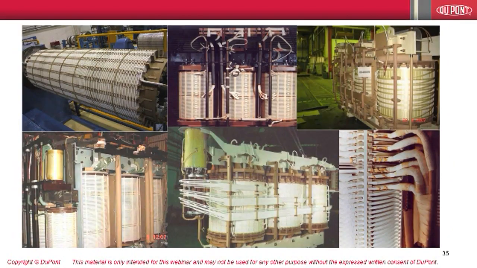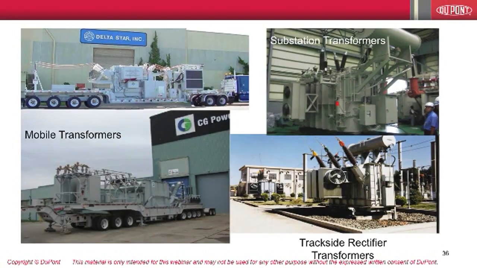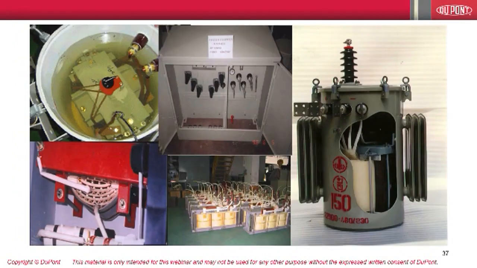There are many variations in applications for power transformers. Here are some of the variations in the active part where the coils are mostly disc wound. Mobile transformers and substations are very common, but substations and trackside rectifier transformers have also seen good applications for high-temperature insulation systems. Even commercially successful pole-type transformers and pad-mounted transformers have been developed for high-temperature applications.